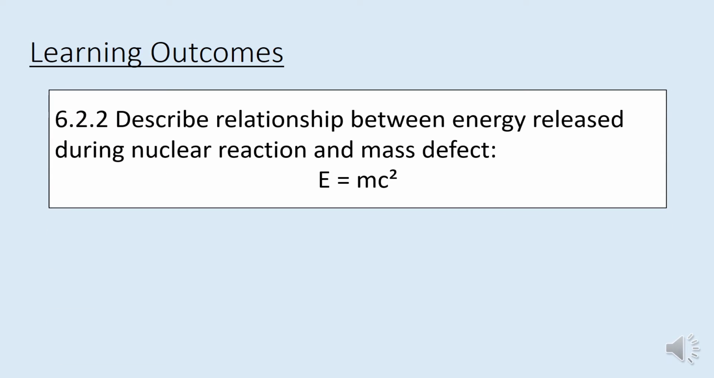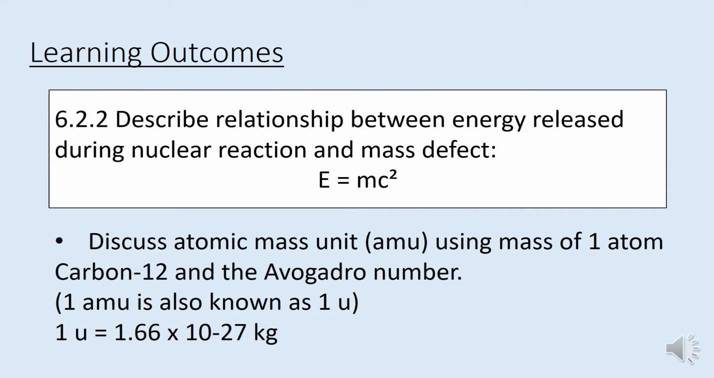The second learning outcome will be covered are 6.2.2 Describe relationship between energy released during nuclear reaction and mass defect. E equals to mc squared. At the end of this lesson, all of you should be able to discuss atomic mass unit using mass of one atom carbon-12 and the Avogadro number.